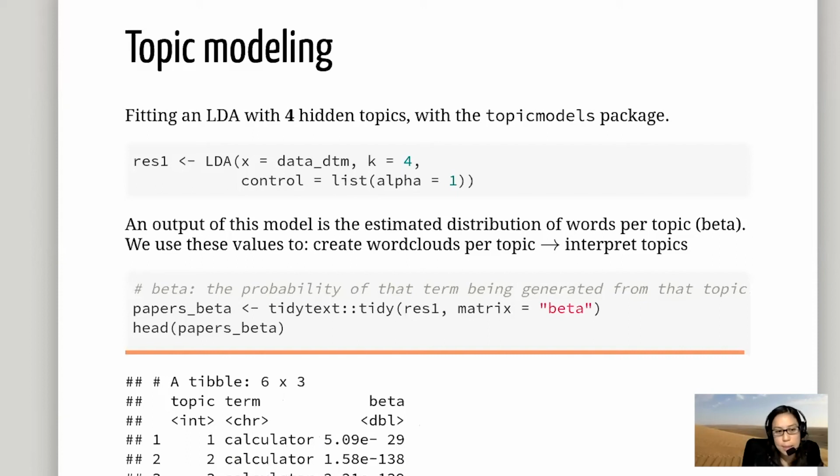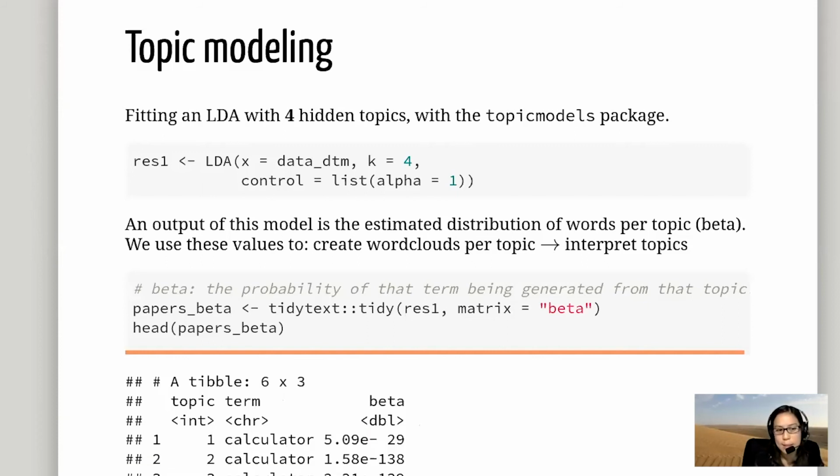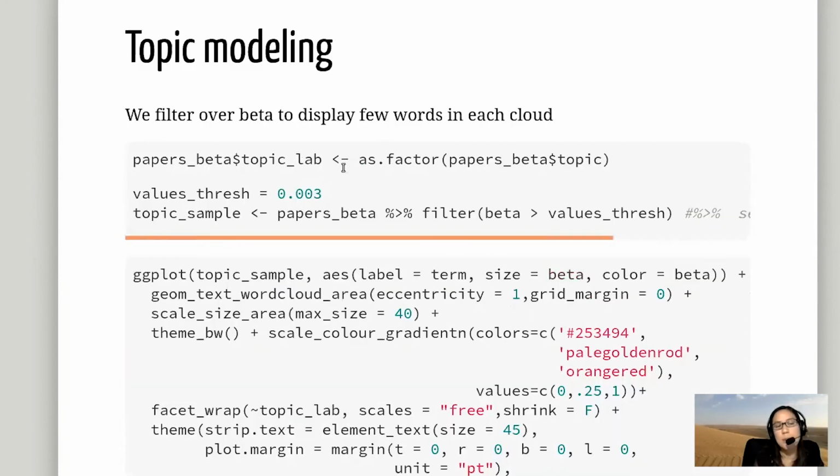And in some cases, this probability is very, very low, which may mean that the word is not highly associated to any of the topics. But in other cases, it will be very high, depending on how associated the word is to the topics. So we're going to use that information for the word clouds now. The first thing is that I created a new column called topic lab, which is just a factor of the topic column before. The topic column wasn't a factor and I want a factor, so that's why I created that, just for the plot.